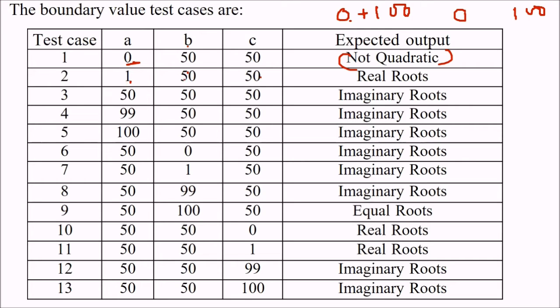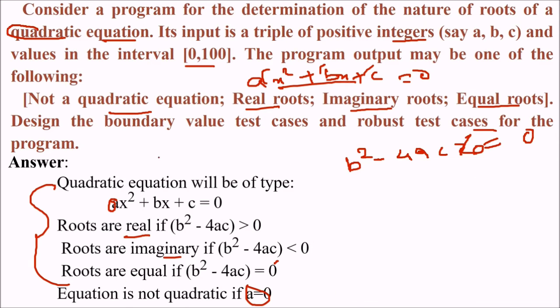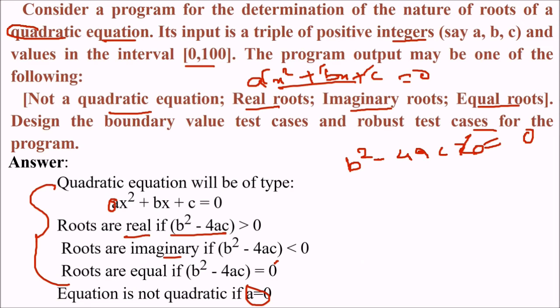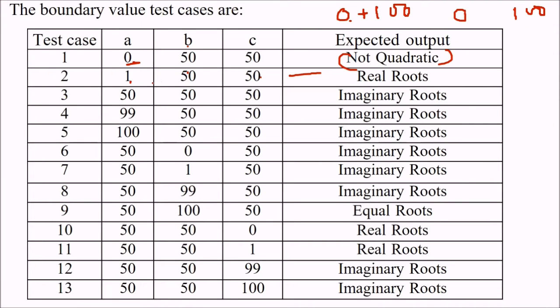Now a equal to 1, and we know that a, b, c should be such values that they give the real roots. Real roots are only possible when b square minus 4ac is greater than 0. And if you place these values here, a, b, c, b square minus 4ac will be greater than 0. And these are the other options.